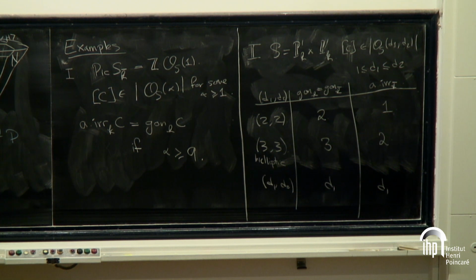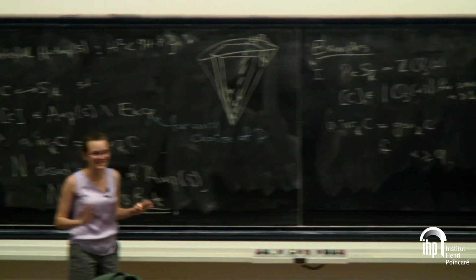I haven't done an example. I mean, I think that there are many good examples out there to do. The two explicit things I've given you are P2 and P1 cross P1. These are toric. I think there should be a nice combinatorial description for toric surfaces. So yeah, a bunch of explicit examples out there to do.